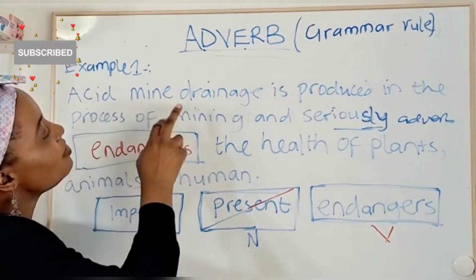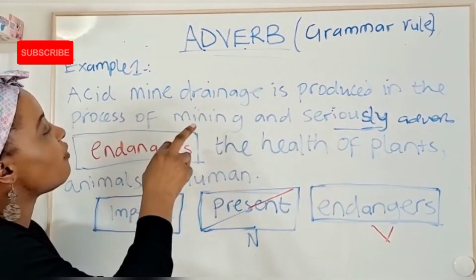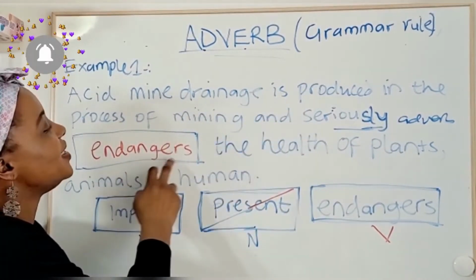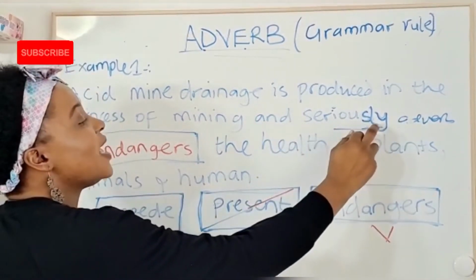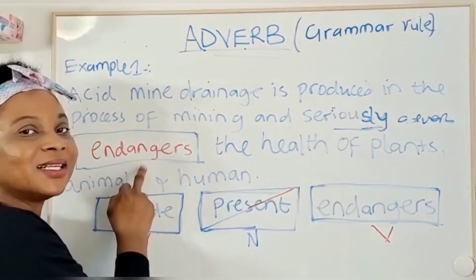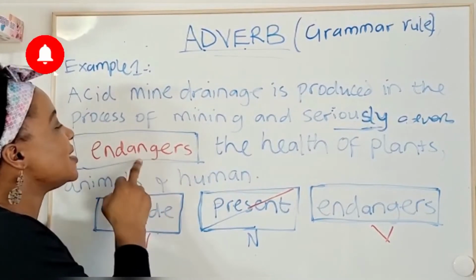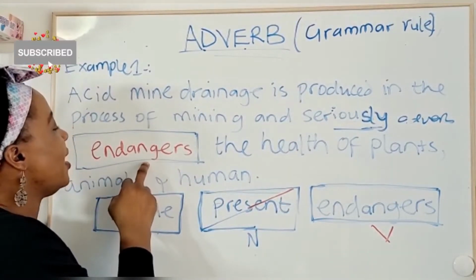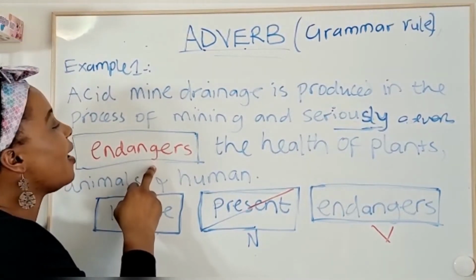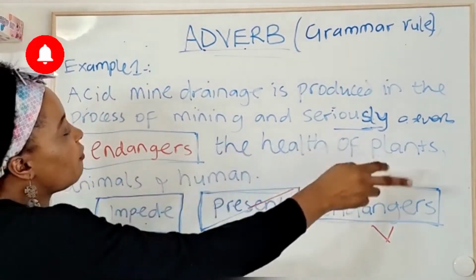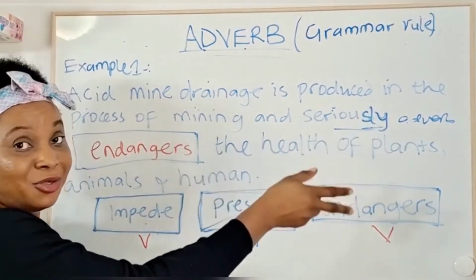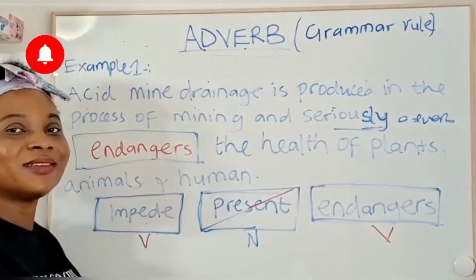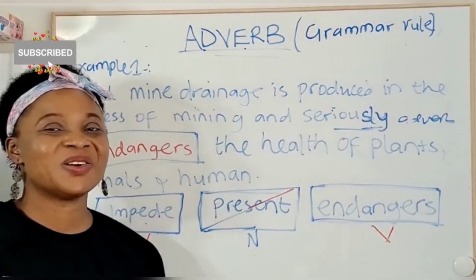So look at it. Acid mine drainage is produced in the process of mining and seriously endangers the health of plants. Don't forget I wrote this one. So this ly is an adverb and it is modifying or describing this verb, endangers. So yeah, endangers the health of plants. It's telling you the extent at which these plants are in trouble or in danger. So endanger remains the right answer here. I hope you got it in the comment section.